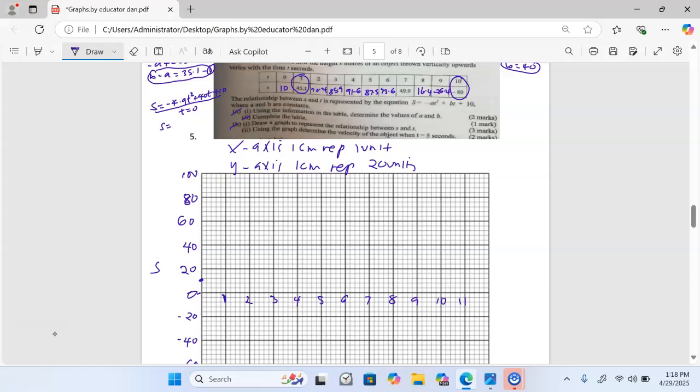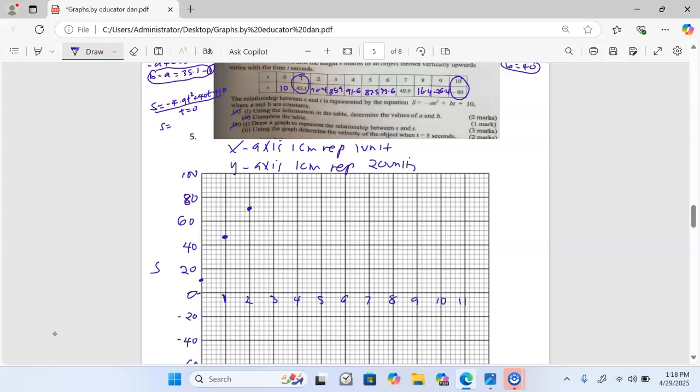Then when time is 1, s is 45. Remember, we have 5 smaller units, so the gap of 20 divided by 5, you get around 4. So 45 is around this point here. When it is 2, we are going to have 70.4. 70.4 is around this point here.